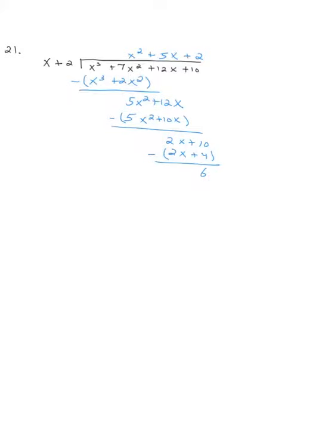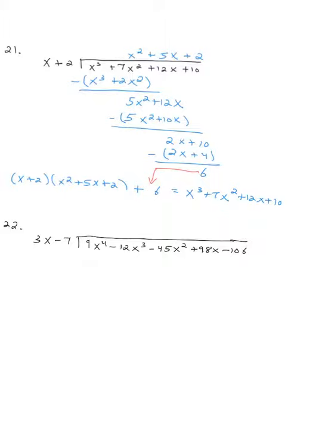So as a statement, that is, if we take x plus 2 and we multiply it to x squared plus 5x plus 2, the result is almost x cubed plus 7x squared plus 12x plus 10. But I have to add in this remainder to make it work out perfectly. So said another way, these things are not factors of this expression because we have a non-zero remainder.